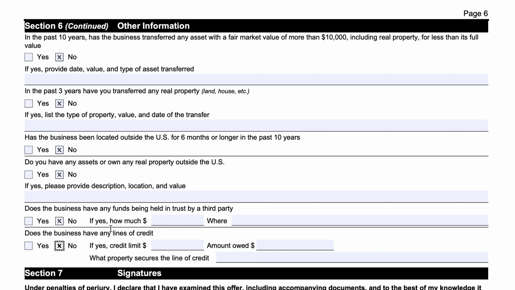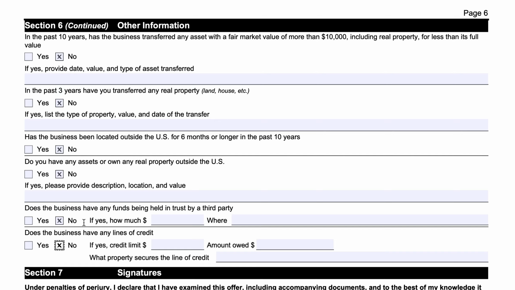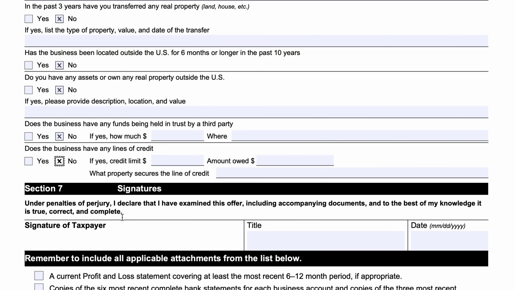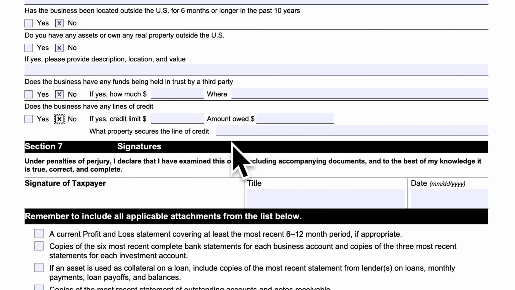Again, all of these are things that the IRS would want to know about so that they have a full accounting of your assets and have a better understanding of whether or not you're trying to play a shell game or whether or not you're being earnest with your offer and compromise. And then signatures, so only one person needs to sign. That person should be a representative of the company, so indicated by their title and then the date.